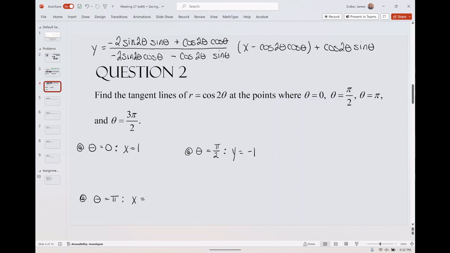What is cosine of 2 theta times cosine of theta at theta equals pi? Well, it's what? Cosine of 2 pi times cosine of pi? -1.